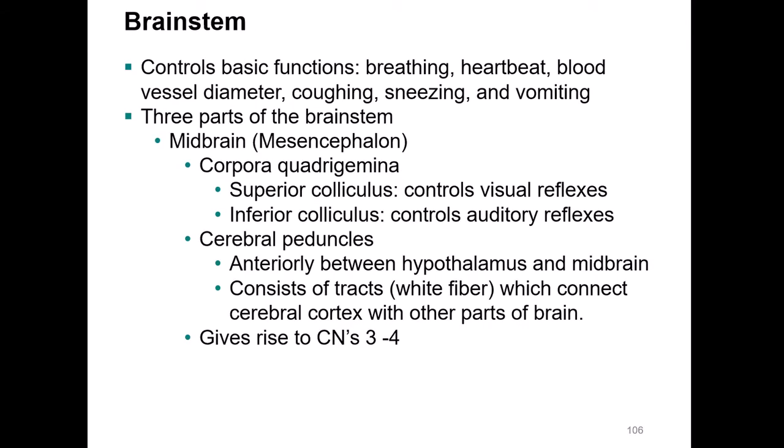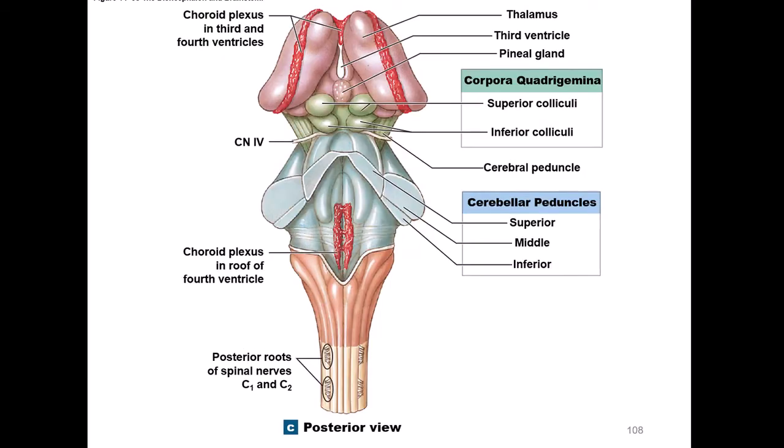So let's take a look at some of the structures of the midbrain first. There are four round bodies, four round circles known as the corpora quadrigemina. They're on the back part of the midbrain. If we were to look at the midbrain from the back, this is a posterior view. Again, all of the green is the midbrain. 1, 2, 3, 4. These four round bodies collectively are known as the corpora quadrigemina.